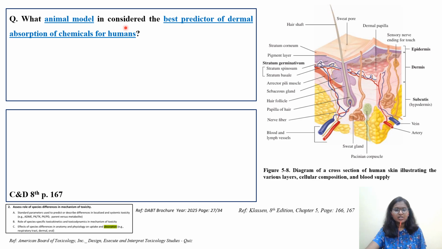What animal model is considered the best predictor of dermal absorption of chemicals for humans? Okay, the question is asking us to choose the animal model which is the best predictor of dermal absorption of chemicals for humans. Option A is rat. Option B is pig. Option C is mouse, and option D is rabbit.